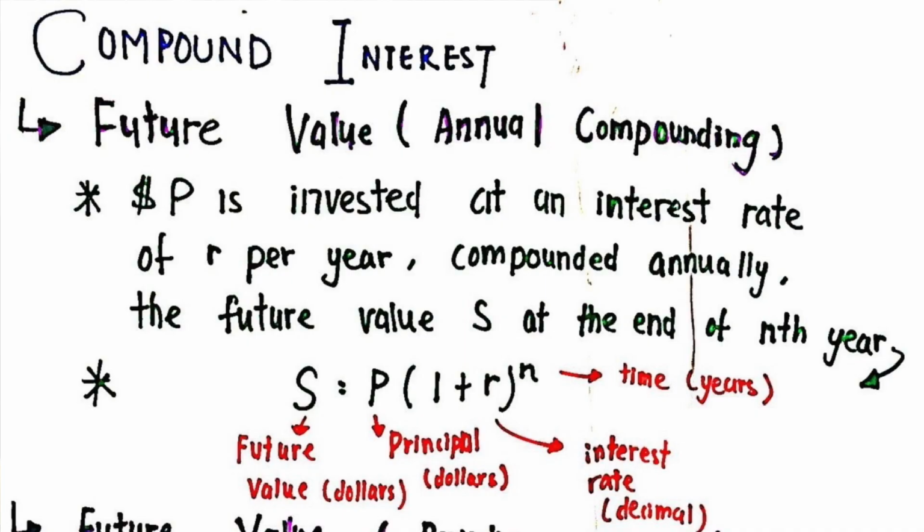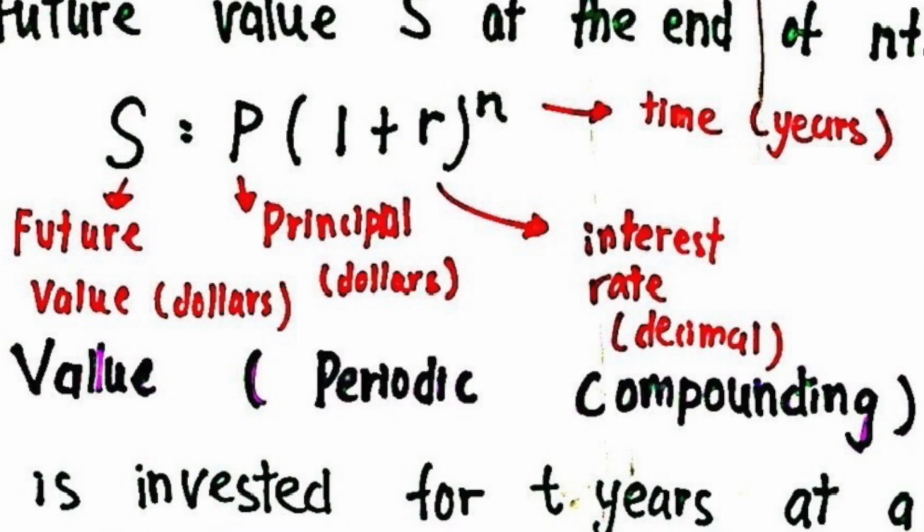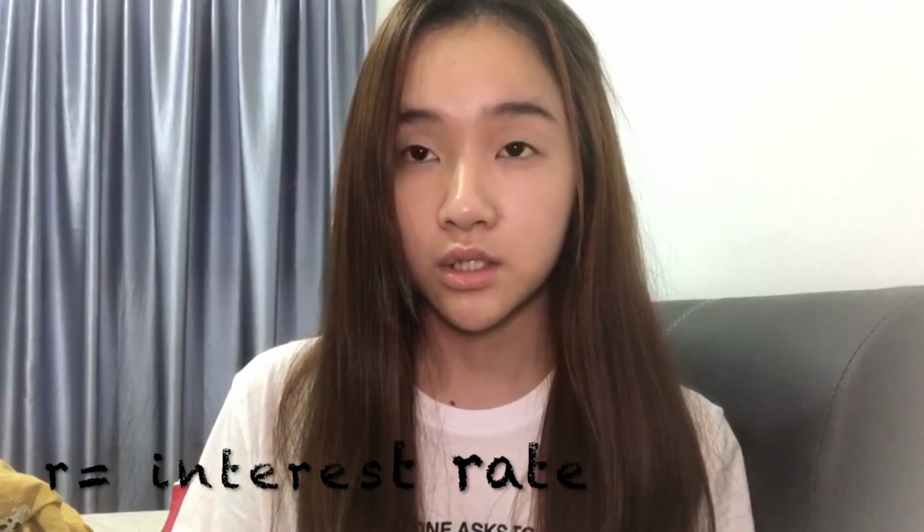Annual compounding is when the interest is compounded once in a year. The formula for this is S equals P times (1 plus R) to the power of N, where P is principal, R is the interest rate, and N is the number of periods.